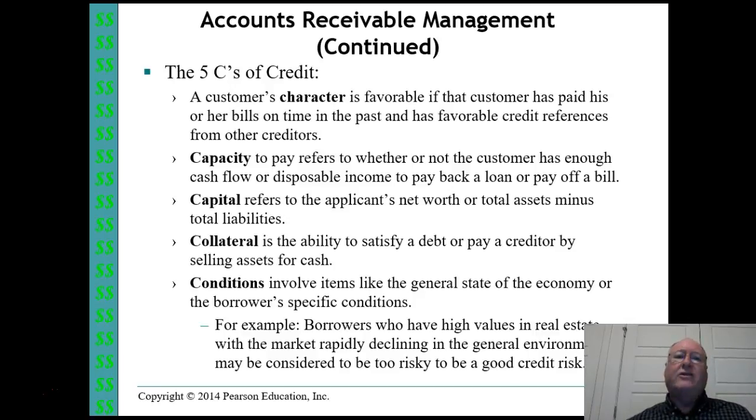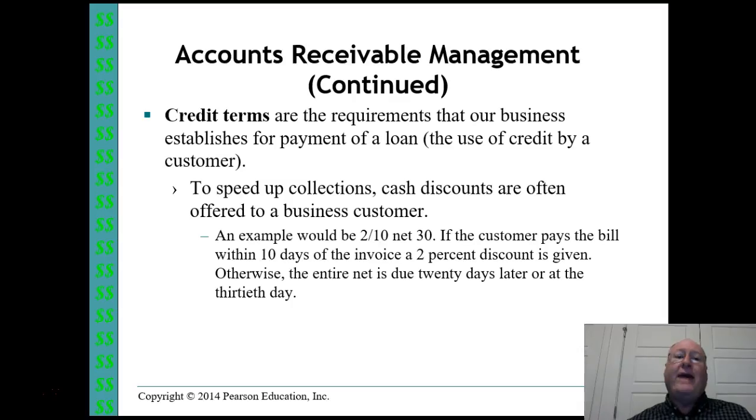When you extend credit as part of accounts receivable management, there are usually credit terms that you then extend to them. Credit terms are the requirements for a business to repay that sale or that amount of credit. To speed up collections, quite often cash discounts are offered to a business customer. For example, there may be terms of what's called 2/10 net 30. And this says that if a customer pays the bill within 10 days of the invoice, a 2% discount is given. Otherwise, the entire net is due 20 days later, or at the 30th day.